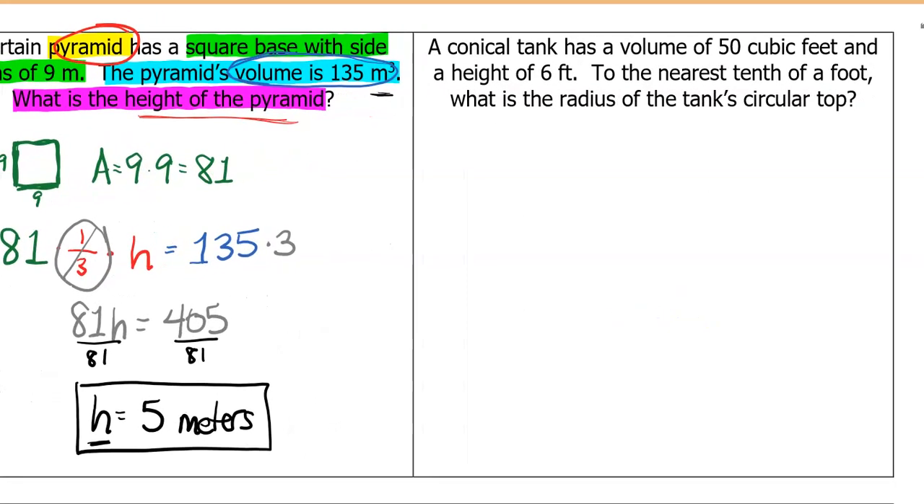The other example looks super similar to one we did with prisms and cylinders, but this time, instead of being a cylindrical tank, it is conical, which just means it's cone-shaped. So a conical tank has a volume of 50 cubic feet and a height of 6 feet. To the nearest 1/10 of a foot, what is the radius of the tank's circular top? Pause the video and give that one a try on your own, and then unpause when you're ready.